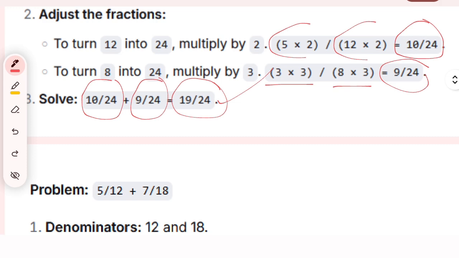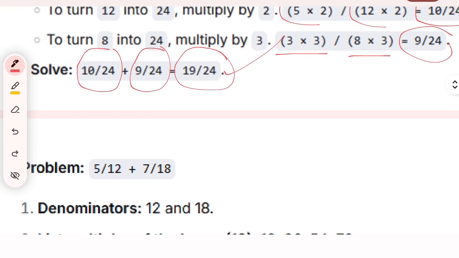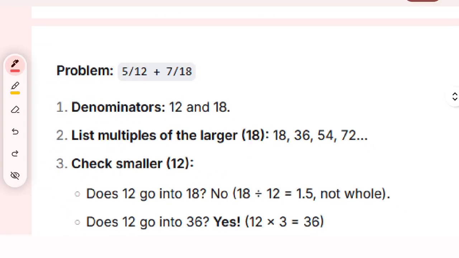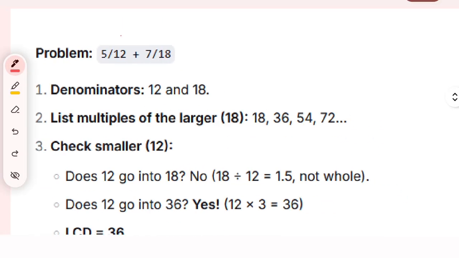So the final answer for the problem is 19 over 24. Let us go to the next problem. What about if the fractions are 5/12 and 7/18? So 5/12 plus 7/18. Again, we cannot add them because they are not the same fractions.